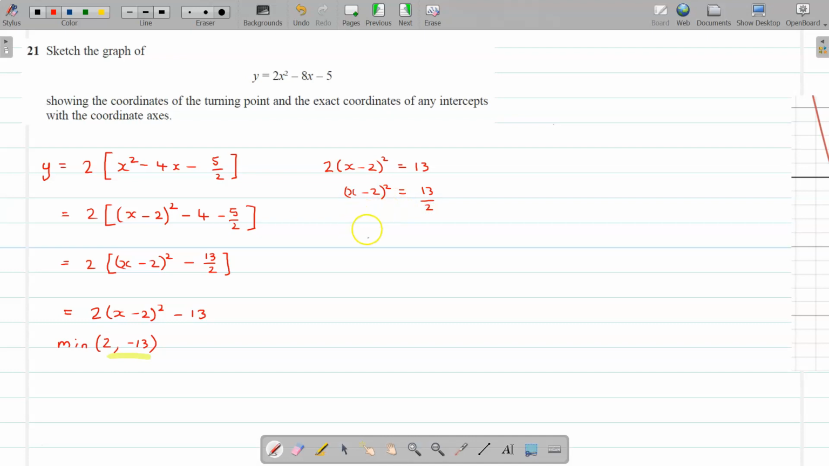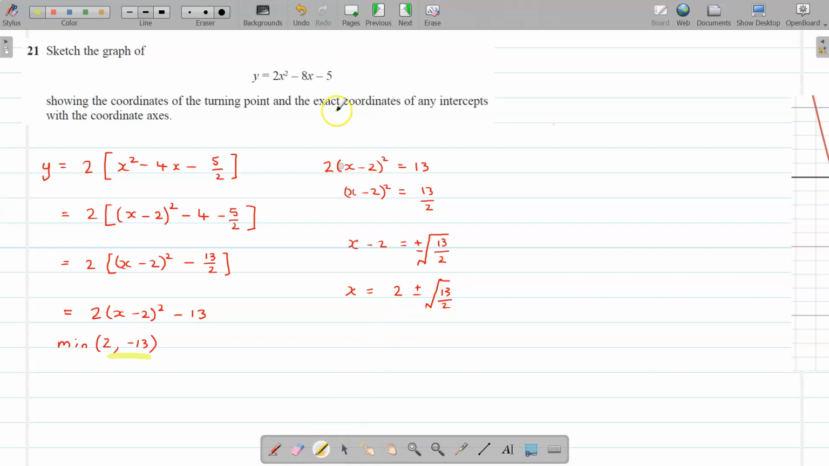I need to square root both sides. x minus 2 equals the square root of 13 over 2. I now need to introduce the plus or minus because there are 2 possibilities there, and therefore x equals 2 plus or minus the root of 13 over 2. So those are the 2 values of x where the graph would cross the axis.